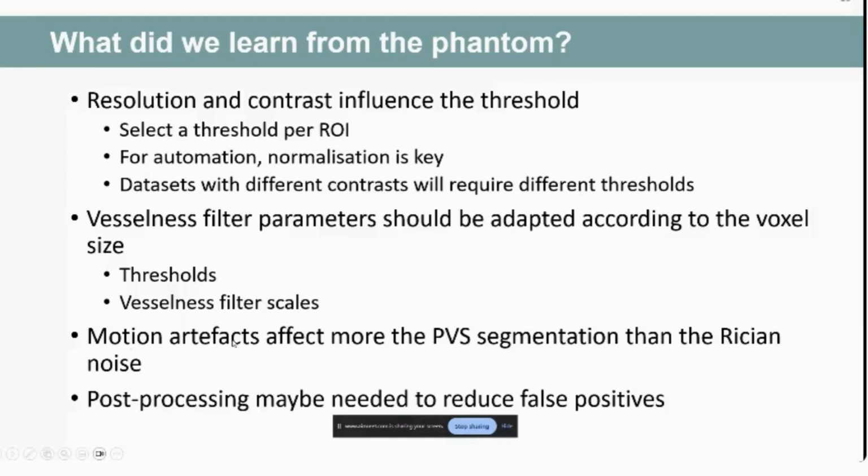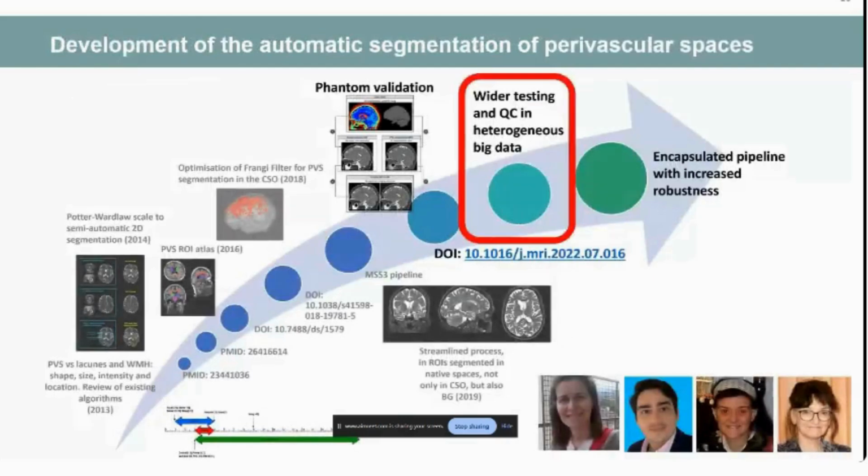And that motion artifacts affect the PVS segmentation more than the region noise. And maybe some post-processing will be needed to reduce false positives. So this whole computational pipeline has been developed in the group for a long time. It started with a systematic review in 2013. And we will be developing tools to make this process completely automatic.